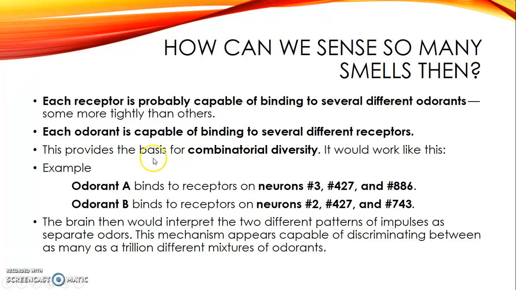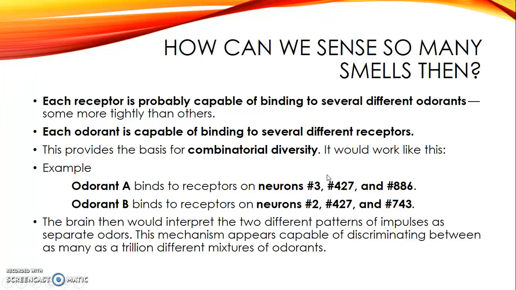So for example, let's say you have odorant A, and odorant A is like the smell of coffee in the morning. Odorant A has the ability to bind to neurons 3, 427, and 886, or at least the receptors on those neurons. And each neuron, when this binds to the receptor, is going to send a response to the brain. And the brain can then integrate the message from these 3 neurons and evaluate the smell.